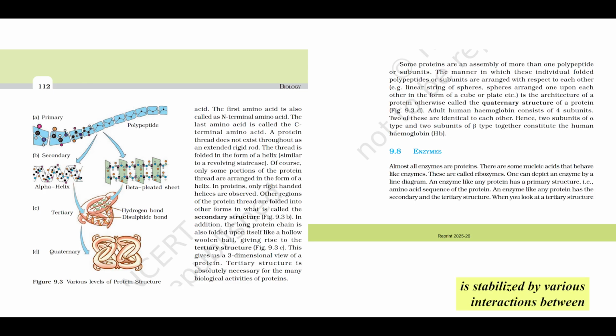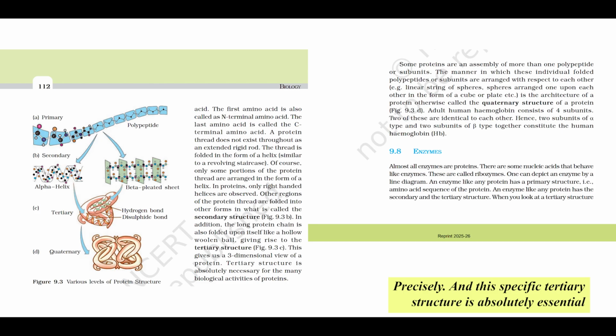And this structure is stabilized by various interactions between the R groups of the amino acids. These interactions include hydrogen bonds between R groups, disulfide bonds, strong covalent bonds between 2 cysteine R groups, ionic bonds between charged R groups, and hydrophobic interactions, where nonpolar R groups cluster together away from water. Interactions between the R groups hold it together.